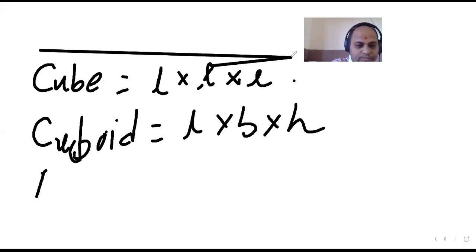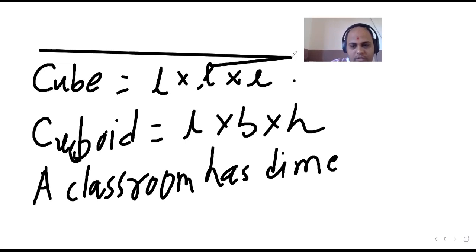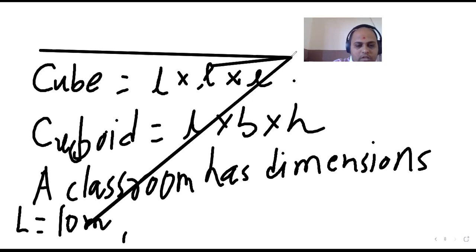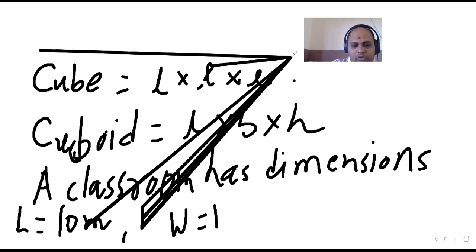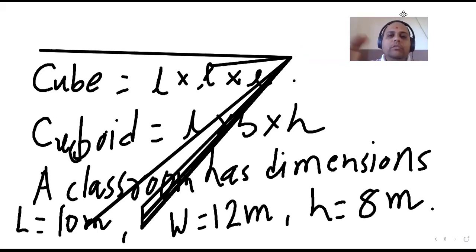A classroom has dimensions: length is equal to 10 meter, width is equal to 12 meter, and height is equal to 8 meter. Find its volume. Find its volume. Come on.